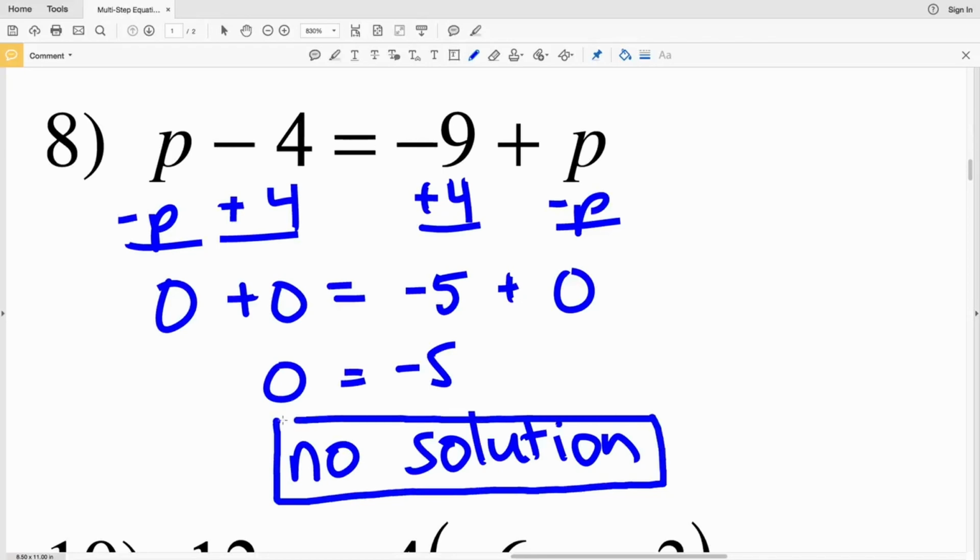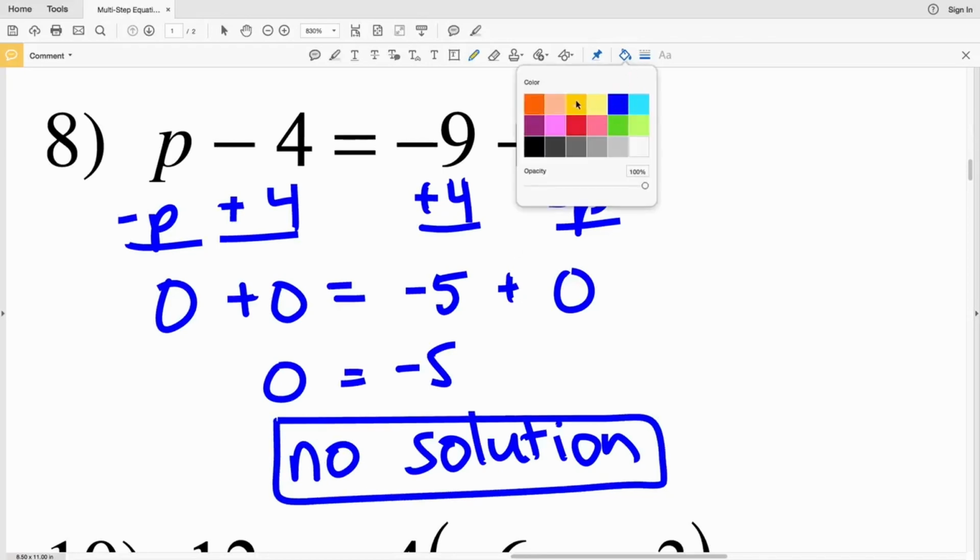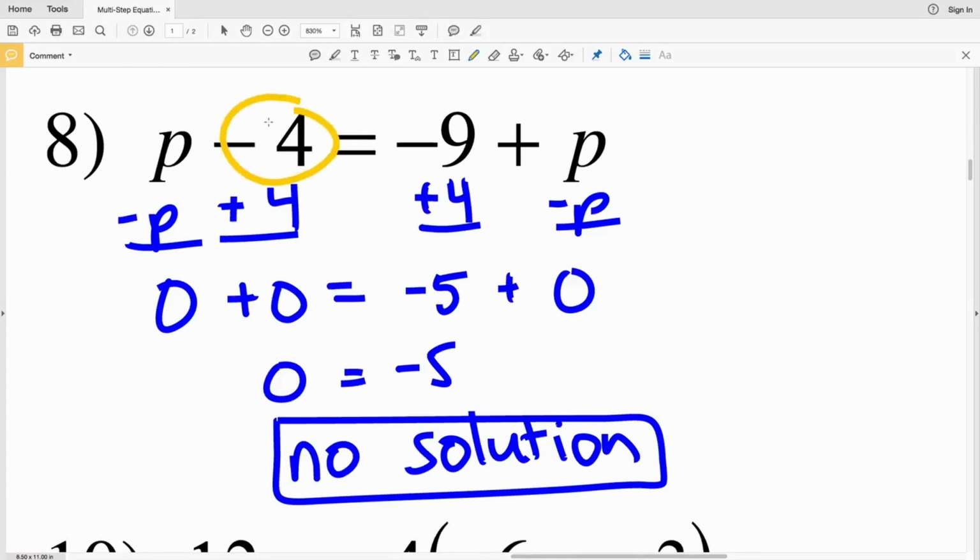And you can see from the start, thinking logically, if you're taking away 4 from this value p, it's never going to equal having a p and then taking away 9 from that. Because taking away 4, you're taking away a less value than if you're taking away 9.